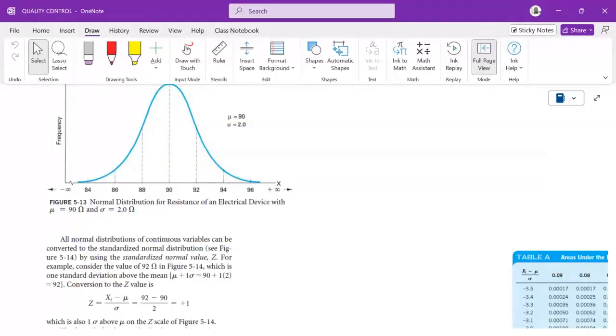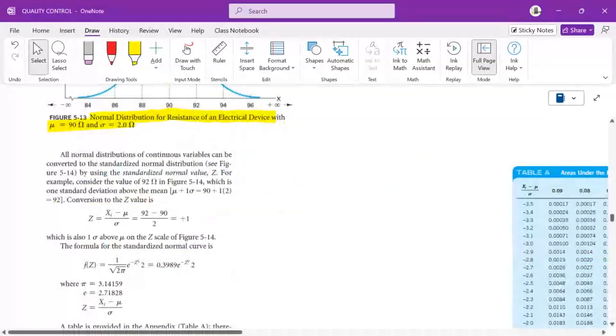So now, we are doing normal distribution for resistance of an electrical device with a mean of 90 and a standard deviation of 2 ohms. Okay, so you need to understand what it is that they want here.